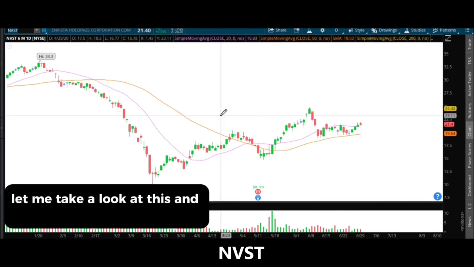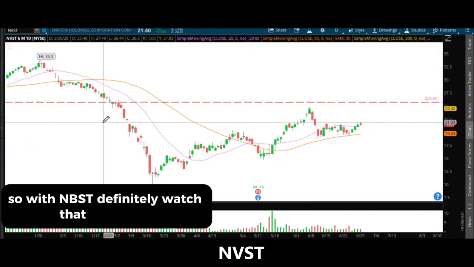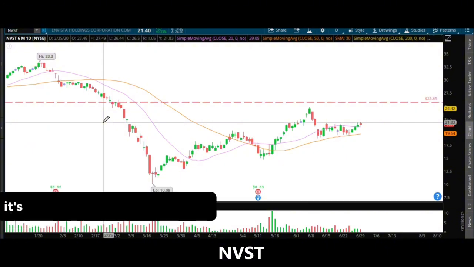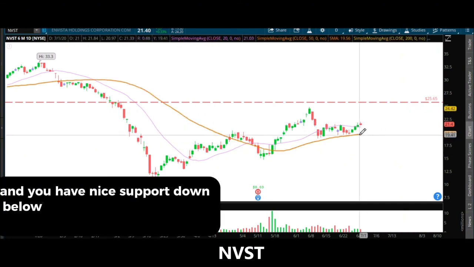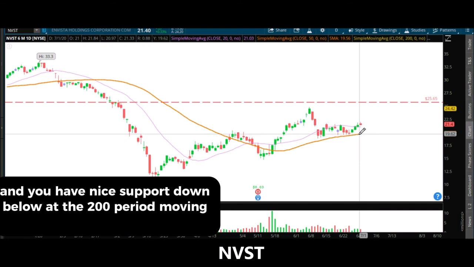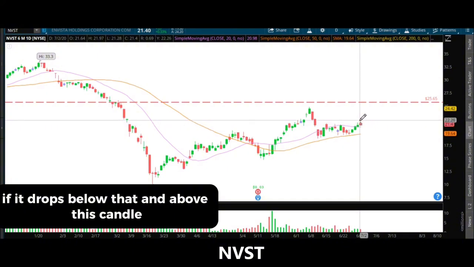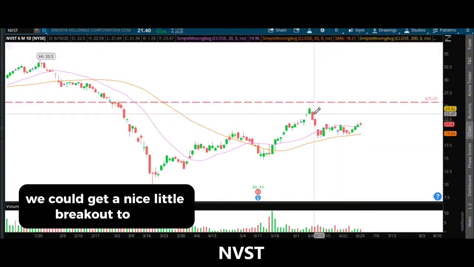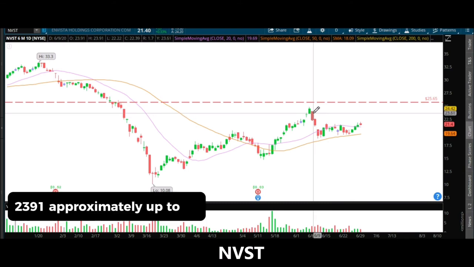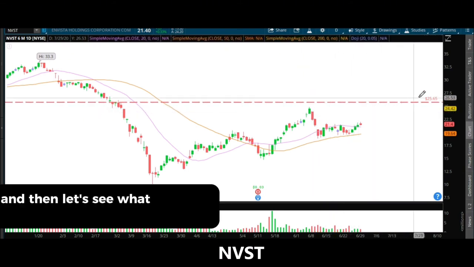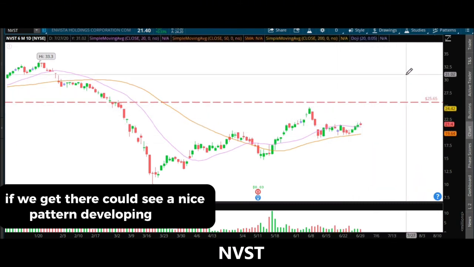Let me take a look at this and break it down. So with NVST, definitely watch that level 25.65. It's on a nice little uptrend here, and you have nice support down below at the 200 period moving average. I would definitely dump it if it drops below that, and above this candle we could get a nice little breakout to test the high of this candle here, 23.91 approximately, up to 24, and then let's see what happens when we get to 25.65 if we get there. Could see a nice pattern developing here.